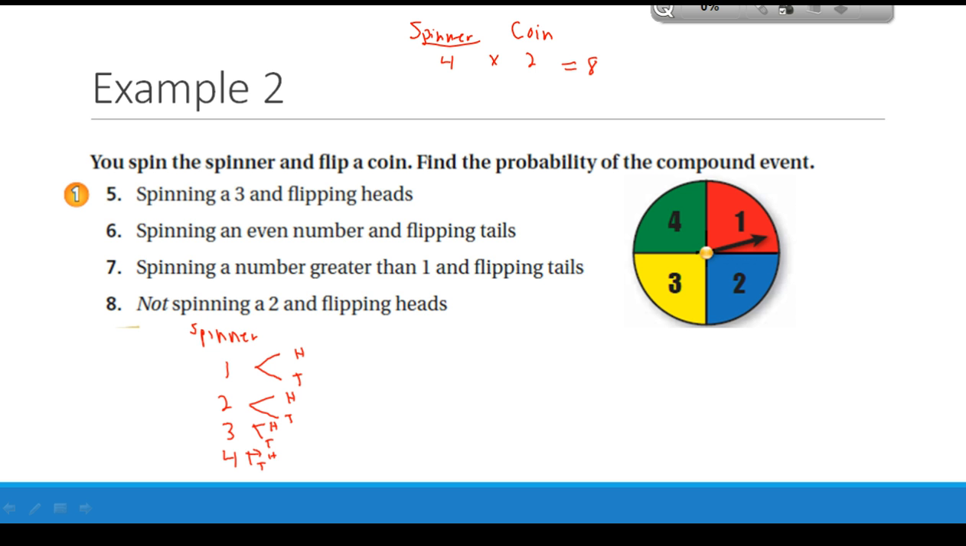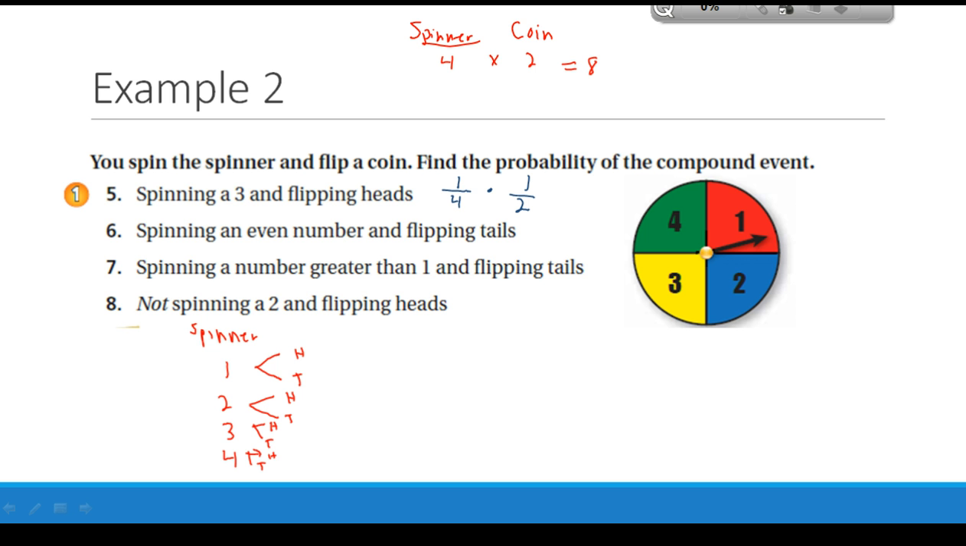So to spin a 3, how many 3s are there on the spinner? There's 1, so that would be 1 time, and then how many choices are there? There's 4 numbers, 1, 2, 3, and 4. And then we're going to multiply it by the flipping heads. So heads, there's only 1 head, and there's 2 choices, heads or tails.